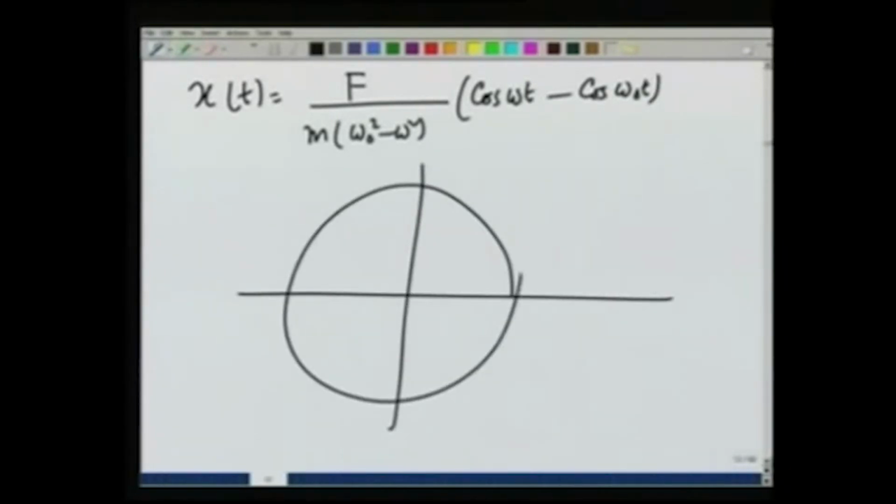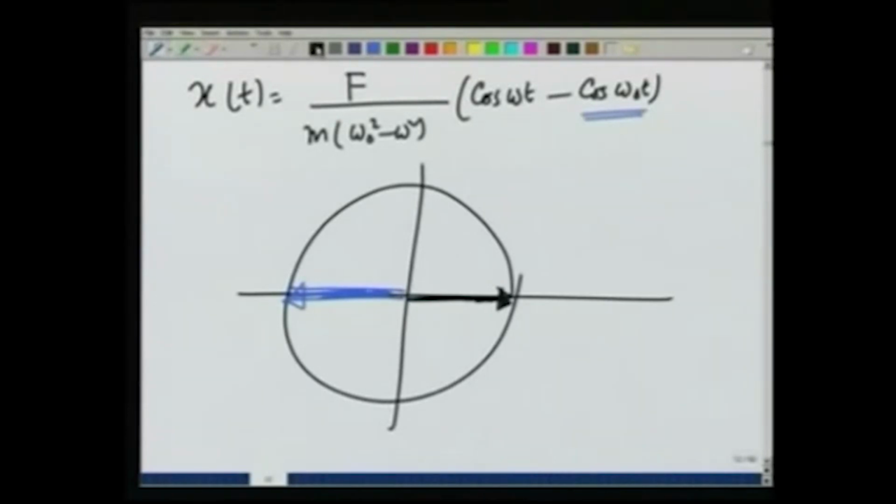Suppose I look at it at t equal to 0. At t equal to 0, the term f over m times omega naught over omega square cosine omega t looks like this, and at the same time the other term is in the opposite direction. This term is this one.